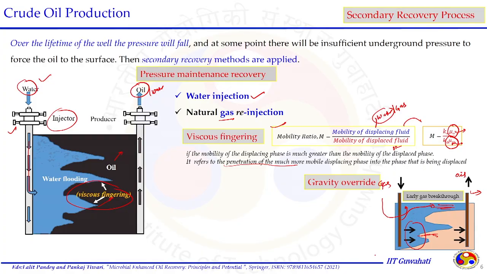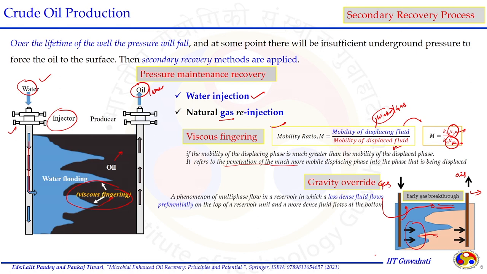In gas injection, this phenomenon of early breakthrough, or the settling of the gas at the top of the oil, just passing from the injection well to the production well without contacting the oil or without pushing the oil, is called the gravity override.